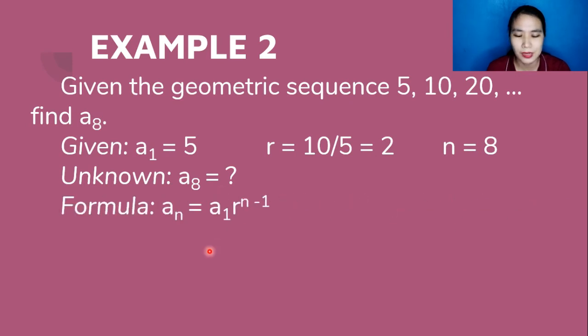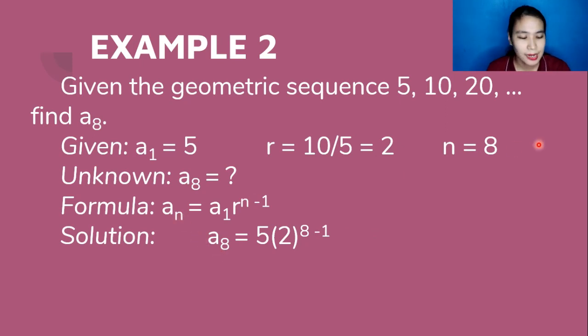So to find this, we use the general rule of a given geometric sequence, and that is a sub n equals a sub 1 times r raised to n minus 1. So let us now solve. By substitution, our a sub n would be a sub 8 because our n is equal to 8. Equals the first term, or a sub 1, is equal to 5 times our common ratio is equal to 2, raised to 8, again the n, minus 1.